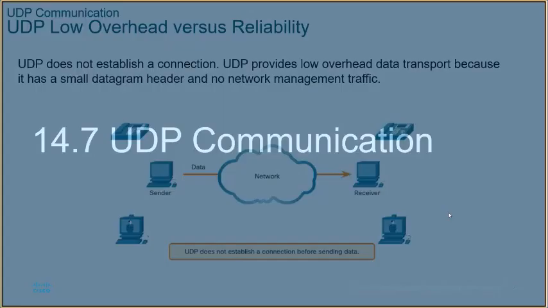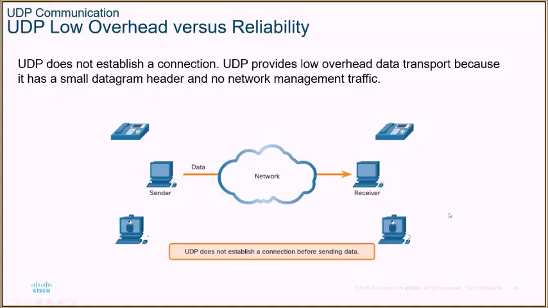Okay, so UDP communication, this will be quick. It does not establish a connection. There is no three-way handshake with UDP. It provides low overhead data transport because it has a small datagram header and no network management traffic. So basically with UDP, you put in a source IP address, a destination IP address, a destination port number, you send it on a network and hope like hell it gets there. That's UDP.